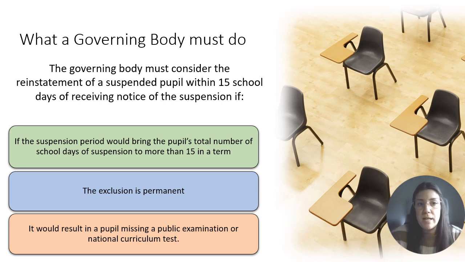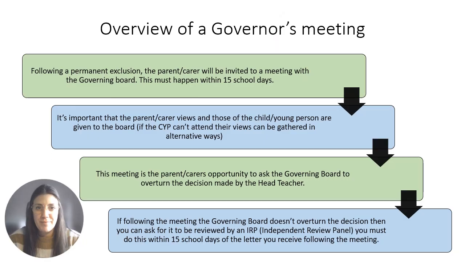It's worth noting that as a parent, carer or young person, you can ask for a governing body meeting if the suspension is under 15 days, but they do not have to, it's not a duty. So here's just an overview of the governor's meeting.